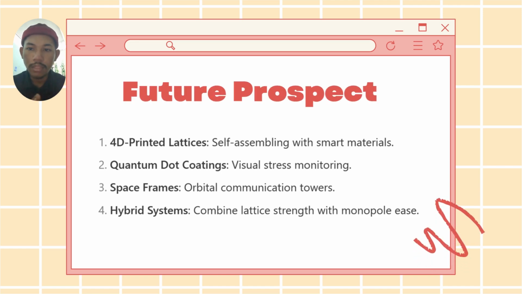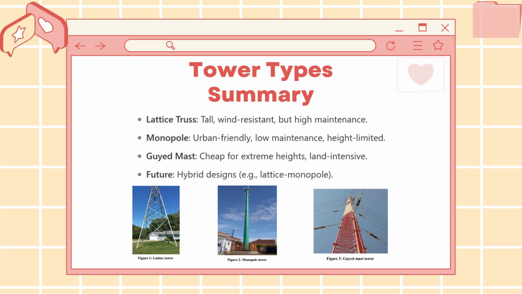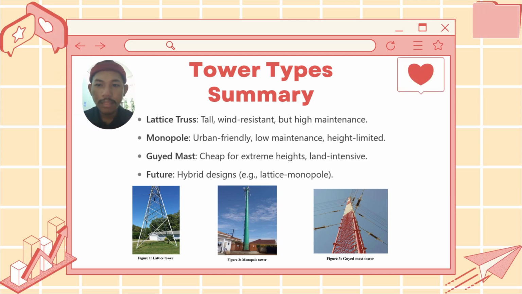The future is exciting. Imagine 4D printed lattices that self-assemble, quantum dot coatings that visualize stress, or even orbital communication towers. Hybrid systems like lattice-monopole combos will likely dominate, merging the strength of lattices with monopoles' low maintenance. In summary, lattice trusses are tall and strong but need care. Monopoles can save space in cities, and guyed masts are cost effective but land hungry.